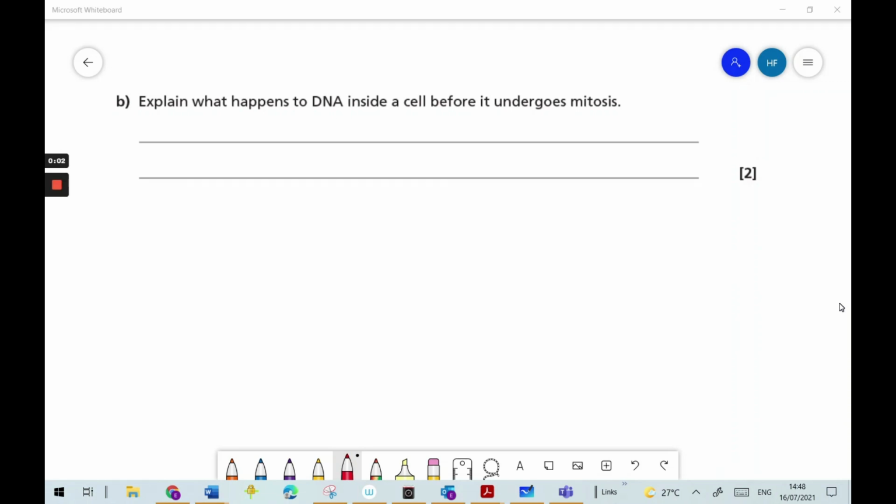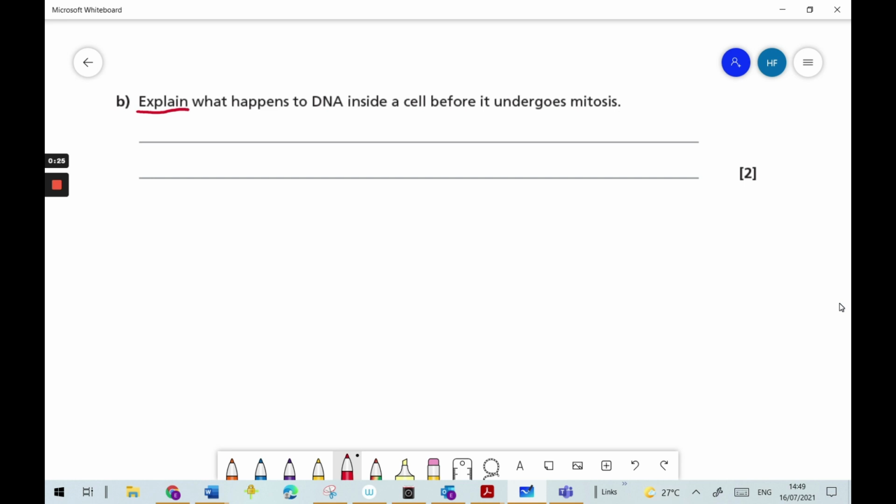Let's have a go at this exam style question on cell division. The question says, explain what happens to DNA inside a cell before it undergoes mitosis, and that's worth 2 marks. Now let's start by identifying the command word in the question. I can see the command word here, and it's the word explain.